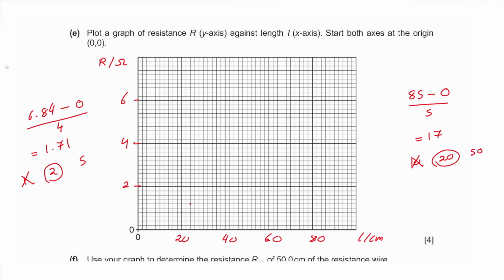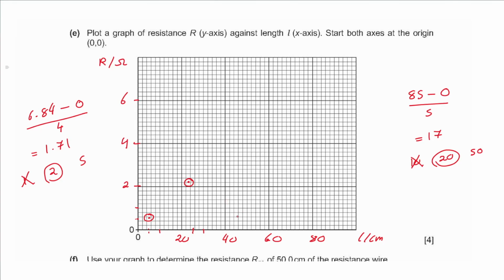The first point was for the length of 5, so this is 10, 5 is at this point, against resistance of 0.53, so this is 1, this is 5, so 0.53 is approximately at this point. The next point is for 25 centimeters, this is 30, so this is 25 at this point, against 2.11, so 2.1 is here, 2.11 would be at this point approximately.